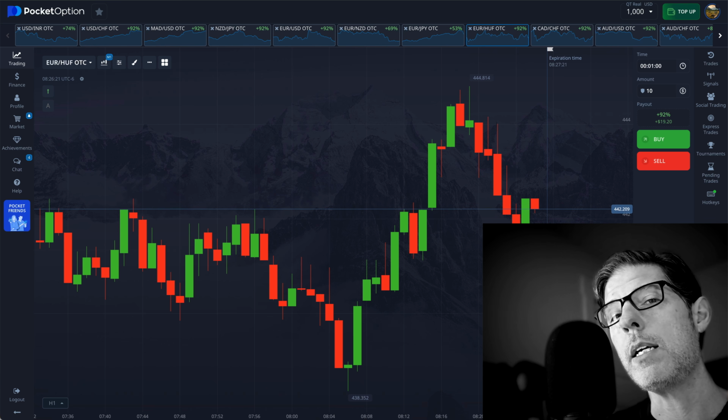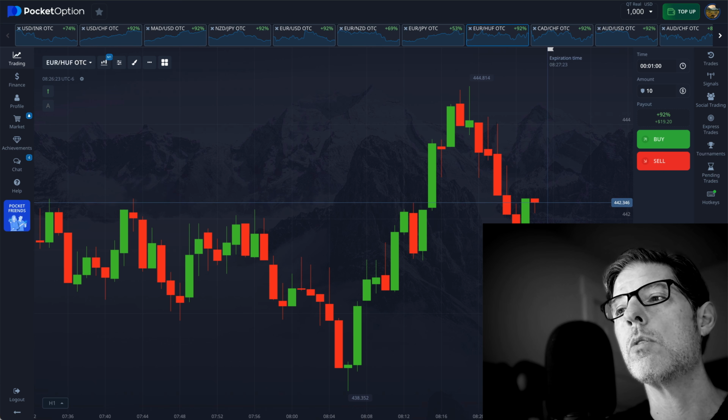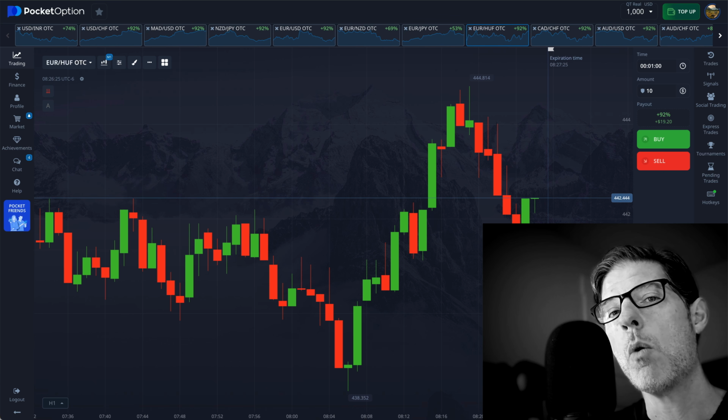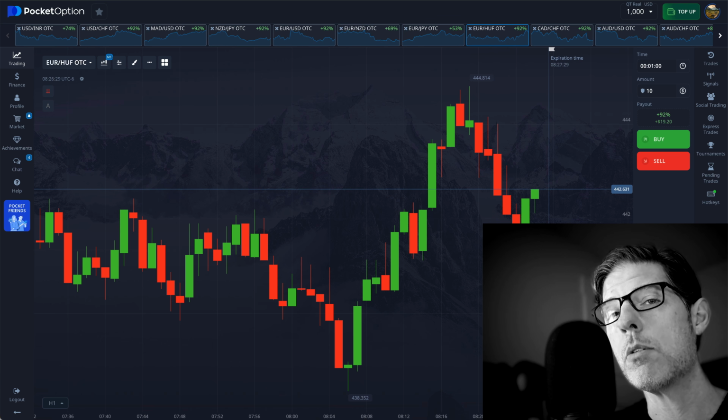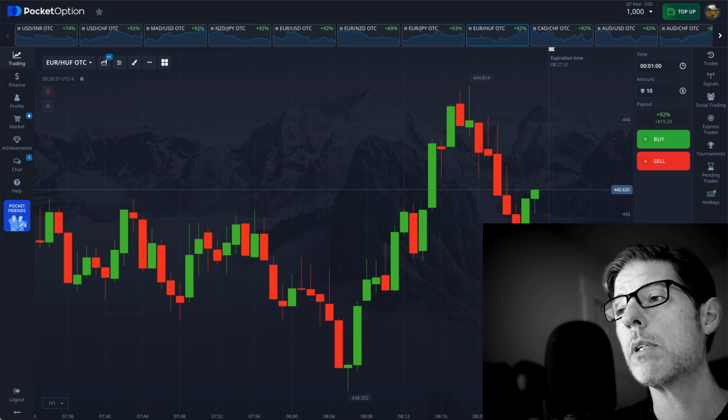That's great because once you are able to identify what these zones look like, you can find them anywhere and you can trade with them. So really, really good stuff.